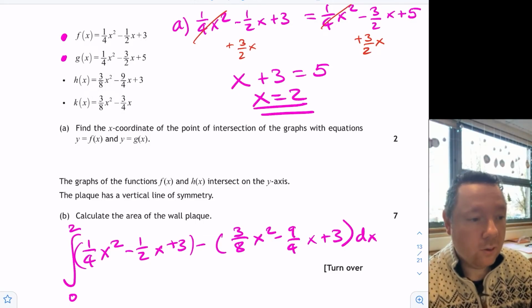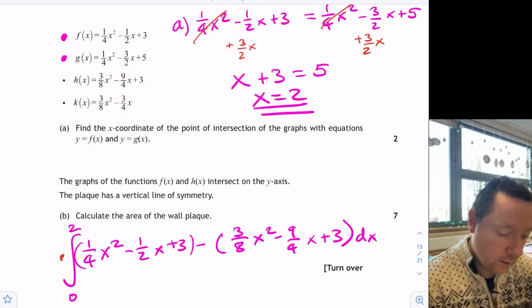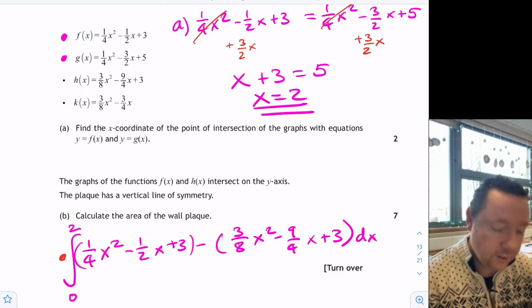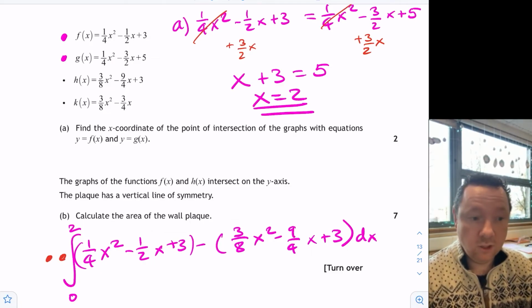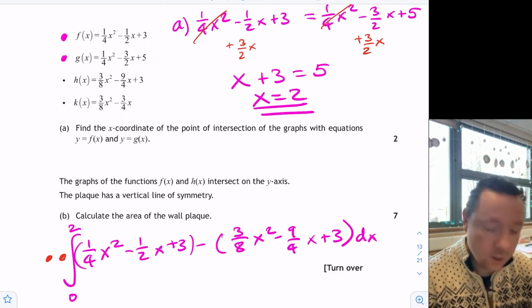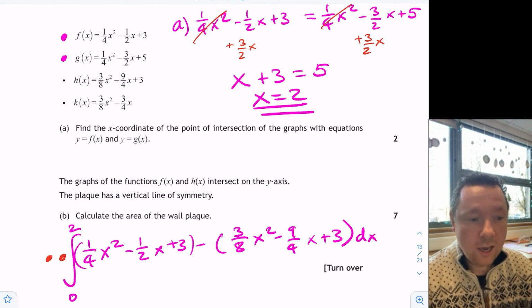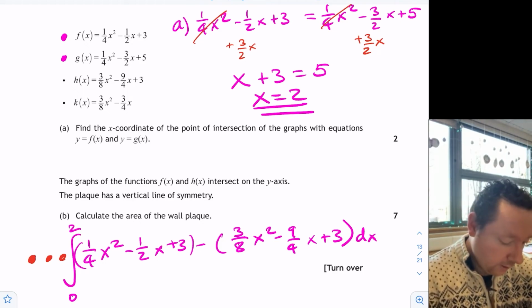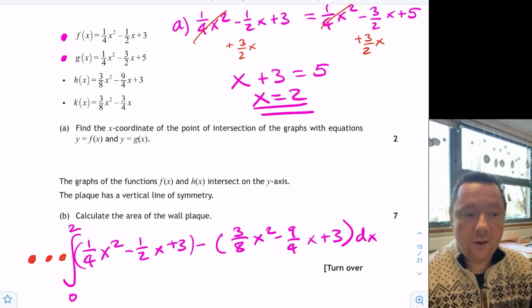At that point, you may be wondering, how many marks do I get? Well, you get a mark for knowing to integrate, so using the integration sign, just that. Another mark for putting in the limits, 0 to 2, and then another mark for writing down the two curves taken away from each other. So 3 marks for literally doing no work.